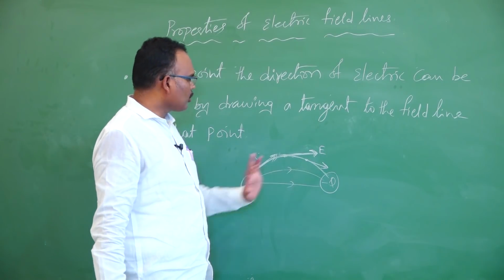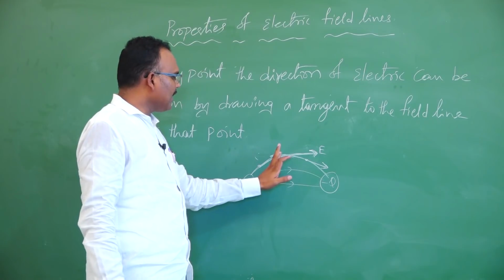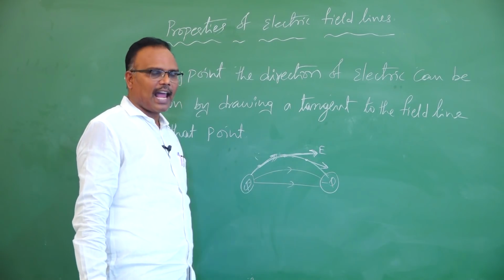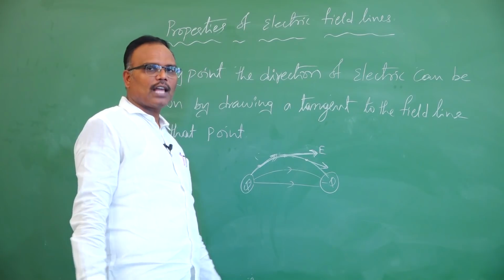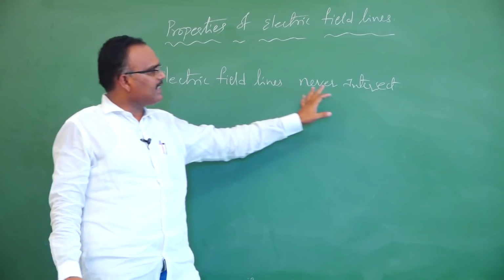So here, to know the direction of electric field at any point in the electric field, you need to realize one electric field line and draw a tangent to that, then you will get the direction of electric field at that point. Electric field lines never intersect.